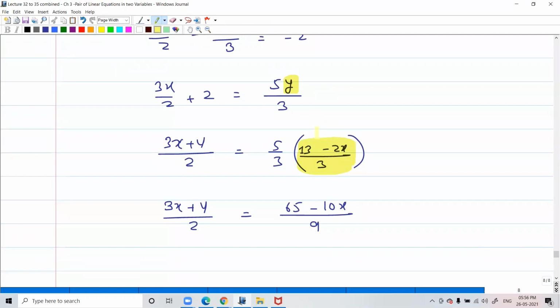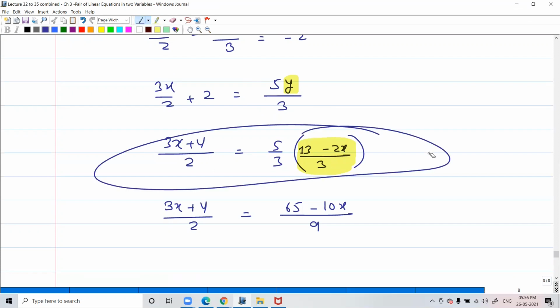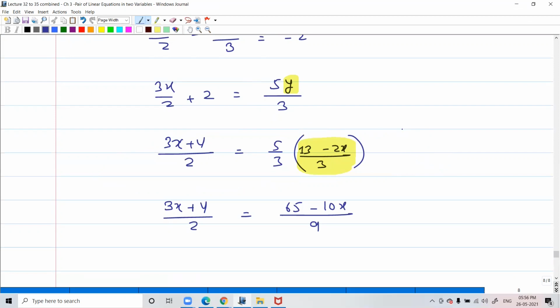Sir, I had to reciprocal it. Like, it should be reciprocal. Which one? In this step? Actually, sir, the 5y, how I wrote was 5 into 13 minus 2x by 3, like that, sir. Oh, you mean to say you wrote 13 minus 2x by 3, and then you wrote the whole thing by 3 like this. Yes, sir. So that is the same, okay, it doesn't matter.